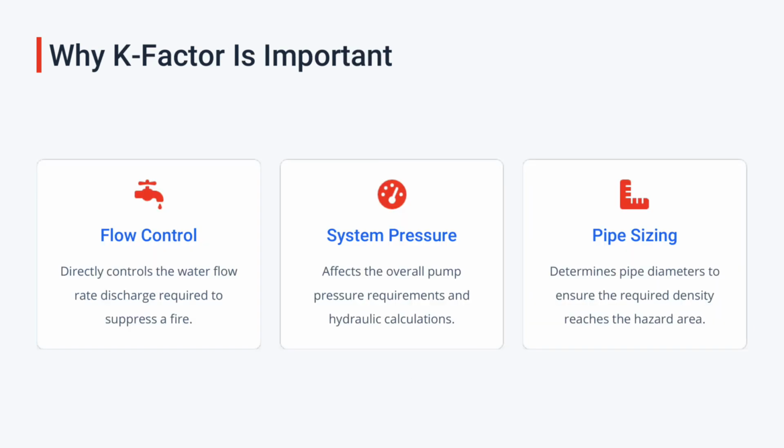Why is the K factor important? It controls the water flow rate from each sprinkler, affects the pressure required from the fire pump, determines pipe sizing throughout the system, and ensures the required water density is delivered at the fire. Wrong K factor equals under or over designed system.